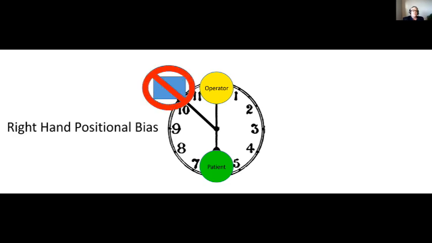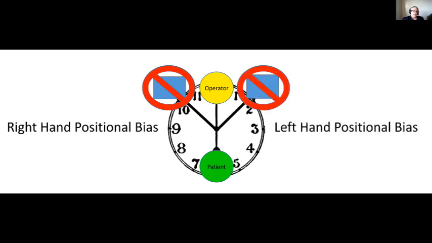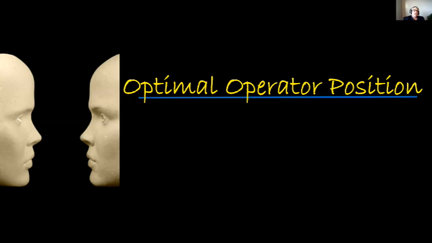The problem is this can create a right-hand positional bias. And of course, to no surprise, for left-handed clinicians, sitting at the 1 or 2 o'clock position can create a left-hand positional bias. And this is actually a lot more common than you would think. So the optimal operator position, in my opinion, is to go face-to-face.